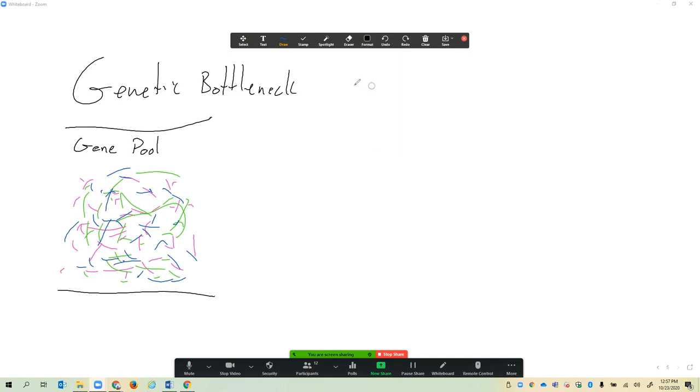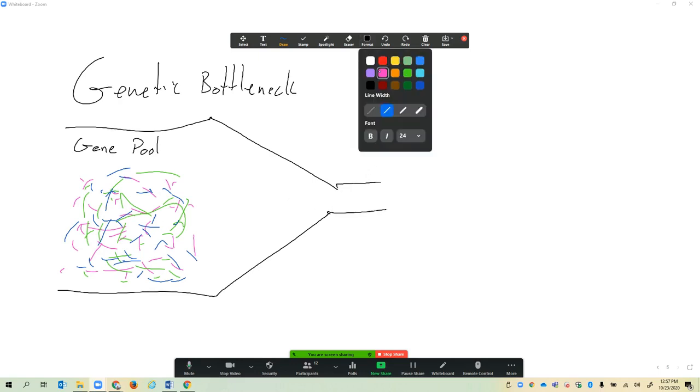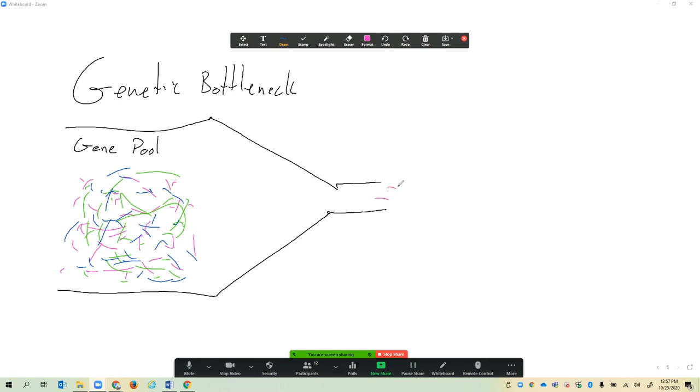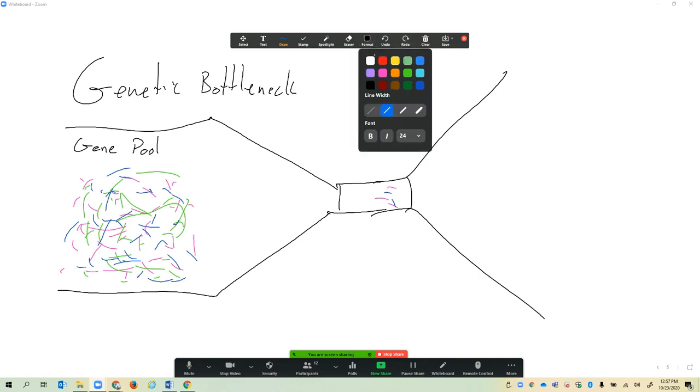Now, something is going to happen to the population of organisms. It could be a natural disaster, it could be a disease, climatic conditions change, who knows? But what is going to happen is that entire breeding population is going to be shrunk down. And let's say, hypothetically, only a few organisms survive. Now, what happens from that bottleneck and that small group of organisms that survive, the remainder of the population is going to be built.